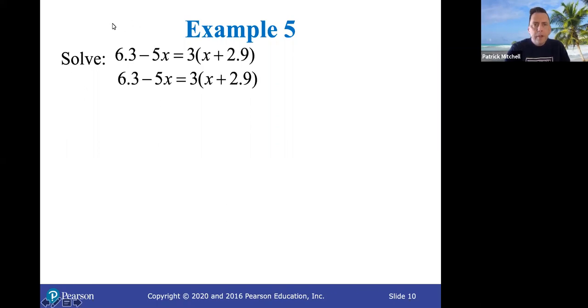Okay, so I'm going to take that 3 and multiply it by x, and then do 3 times 2 9/10. That is going to give me 6 3/10 minus 5x equals 3x plus 8 7/10. All right, so let's see which way they went with this.